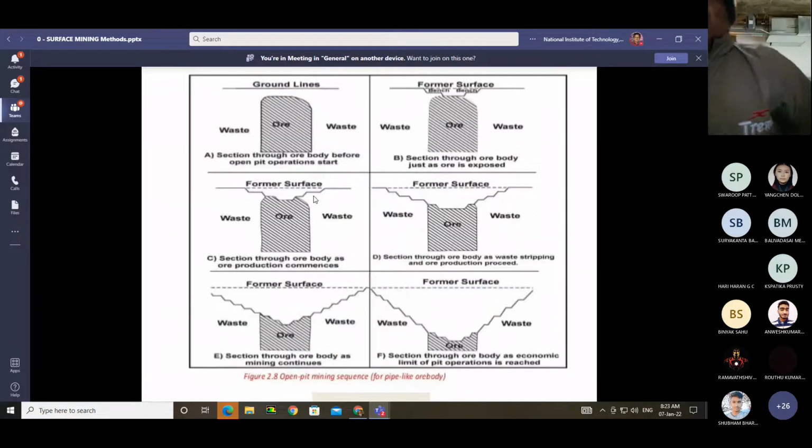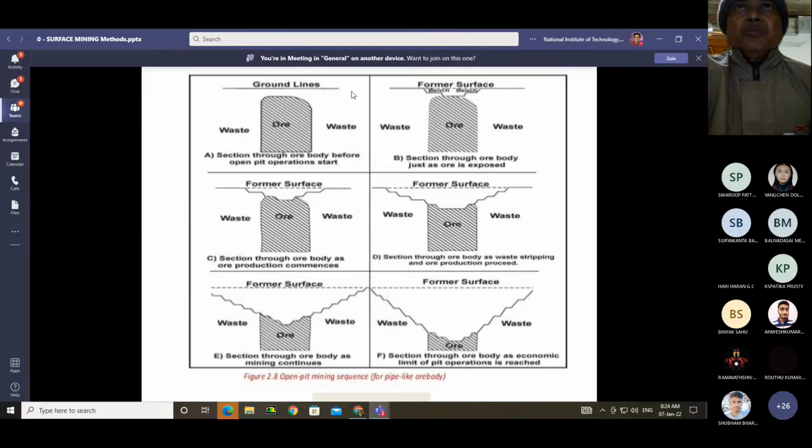So here we have to discuss how the open pit mining operations are carried out. Sequence of open pit mining operations for pipe like ore body. So this is the ore body, pipe like ore body. This side is west. This side is also west. This is the ground line. This is the ground surface.